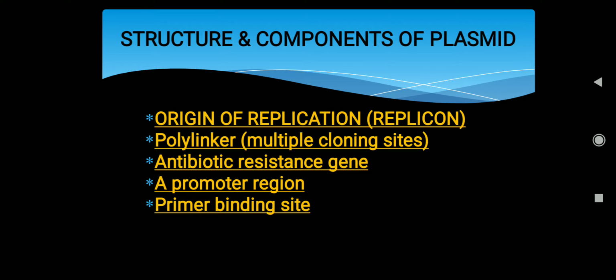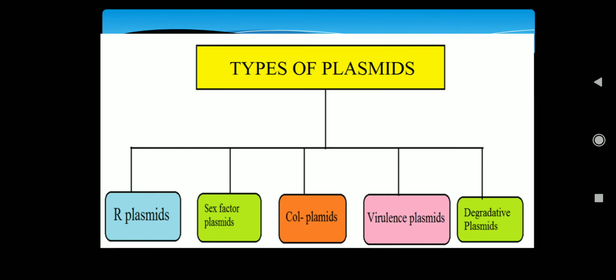Then the next region that we have is the primer binding site. This is a short sequence of DNA that is present on a plasmid, which helps with PCR amplification and DNA sequencing. If we have to do any DNA sequencing studies, or if we have to do PCR studies, then the primer binding site will help in PCR amplification and DNA sequencing. So that is all about the structure and components of a plasmid.